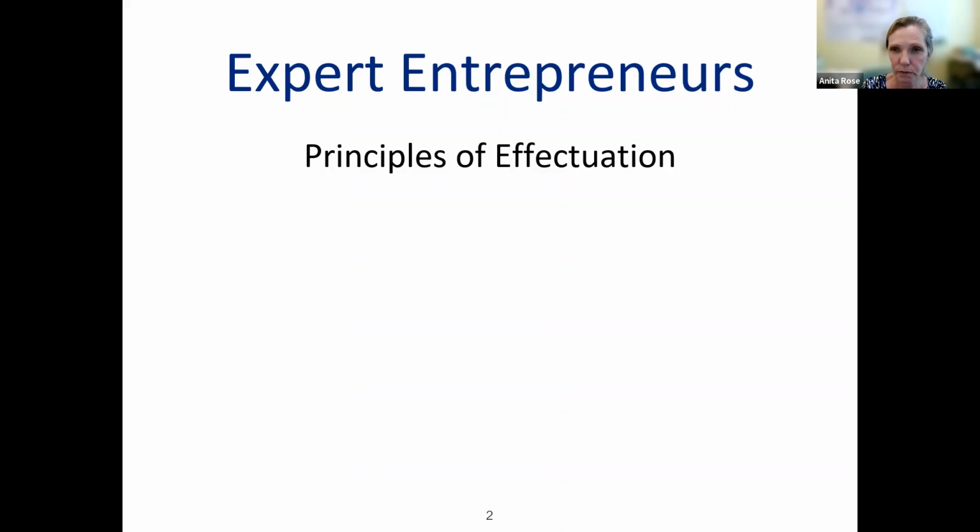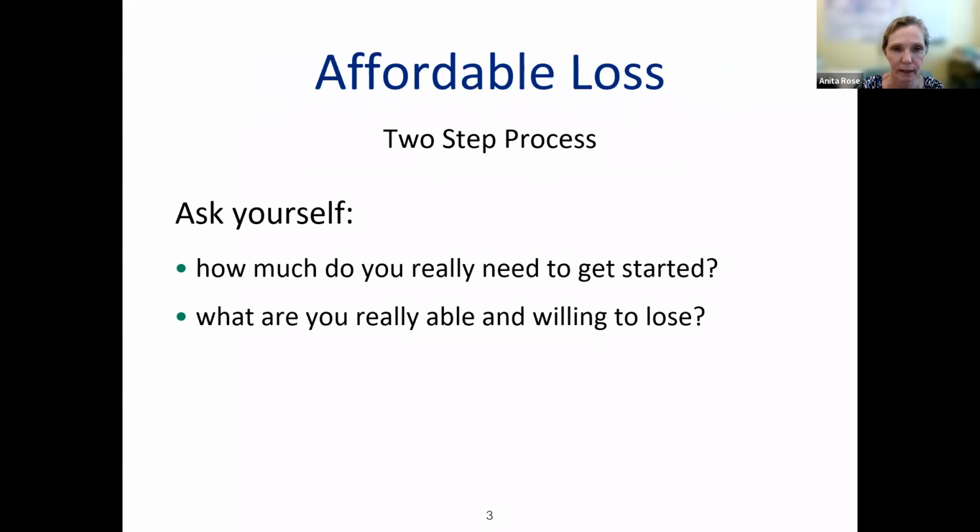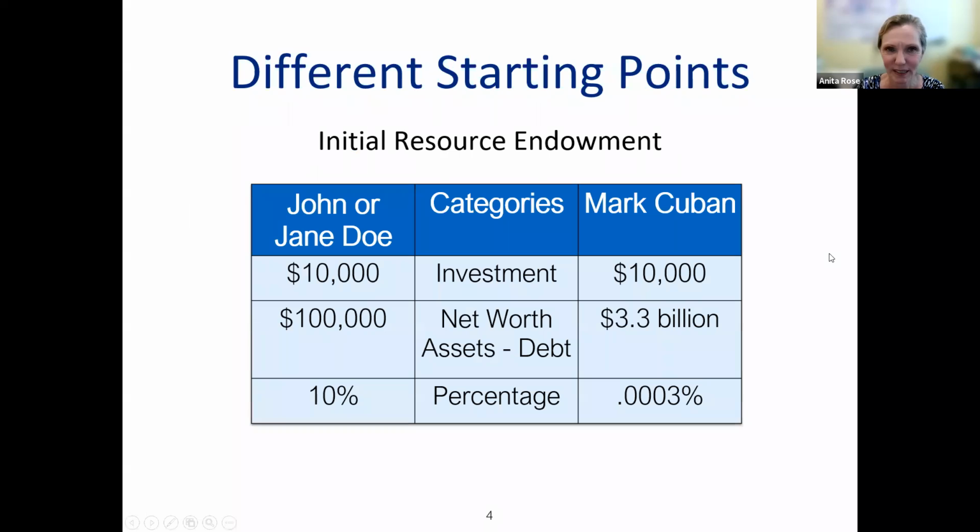So we spoke about expert entrepreneurs and the principle of effectuation, the bird in the hand we just went over, and now we're working on affordable loss. We'll go into Crazy Quilt next and then Lemonade after that. So there is a two-step process of affordable loss, because really ask yourself these questions. How much do I really need to get started in a business? Especially when you have a business in mind. And what are you really able and willing to lose in that business? I'm going to go into that a little bit here.